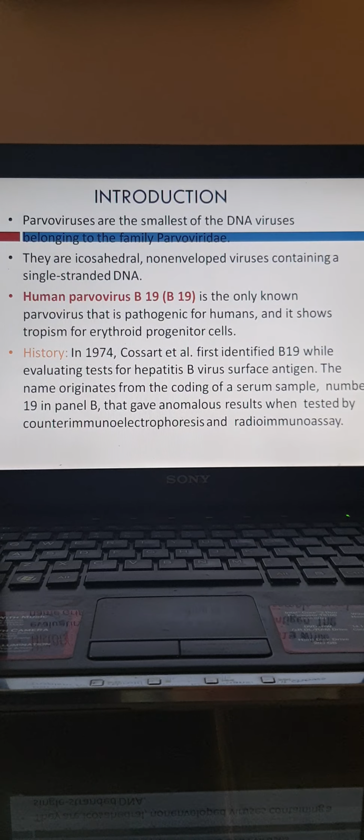Now, how did this parvovirus B19 get its name? The history is that in 1974, Cossart et al. first identified B19 while evaluating tests for hepatitis B surface antigen, and the name originates from the coding of the serum sample. It was number 19 in panel B that gave an anomalous result when tested by counter immunoelectrophoresis and radioimmunoassay. That is how it got its name parvovirus B19.